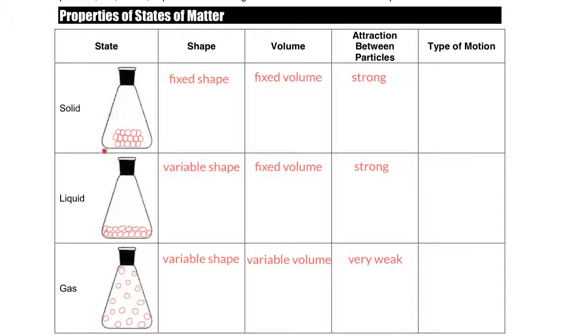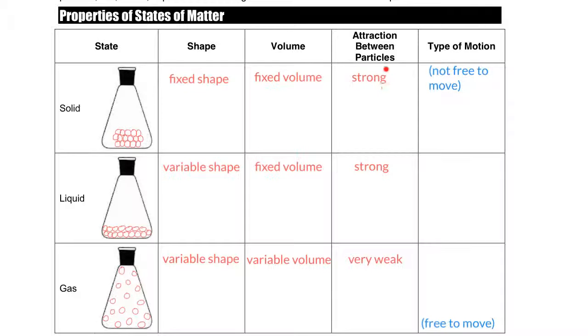Because solid particles stick together, we would say the attraction between those particles is strong. Same with liquids. The particles stick together, so the attraction between them is strong. Gas particles, though, spread out through the entire container. They're not attracted to each other very much at all. So we would say gas particles have a very weak attraction between particles.